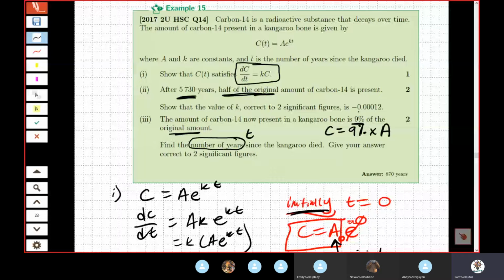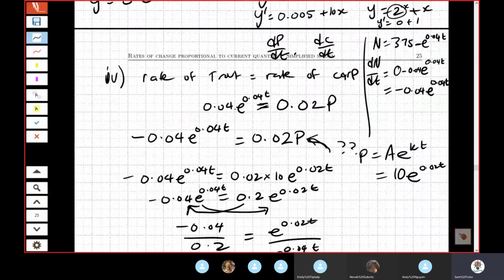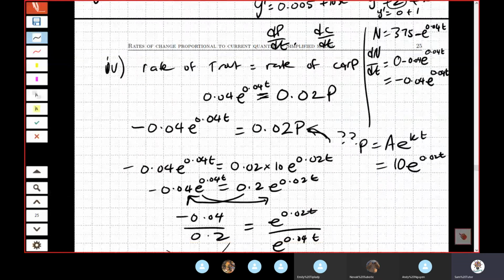That means this rate of trout should have just been this. That's the rate of trout. If you wanted to know if it's decreasing or increasing, then of course it's decreasing because of the negative, and carp is increasing because it's positive. So you're only interested in the rates being the same. You're not interested in the sign. Easy fix.